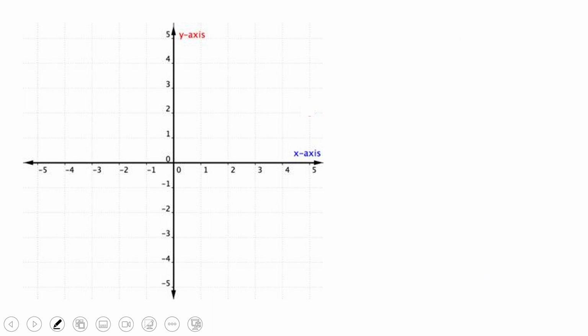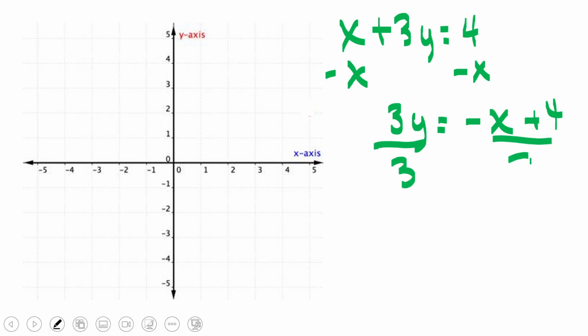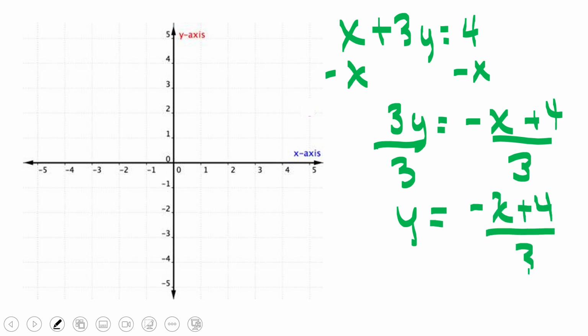Okay, our next one, you're asked to graph x plus 3y equals 4. Solve for y first. We will have a minus x on both sides. We'll have 3y equals negative x plus 4. We will have divided by 3. We will have now y equals negative x plus 4, divided by 3.